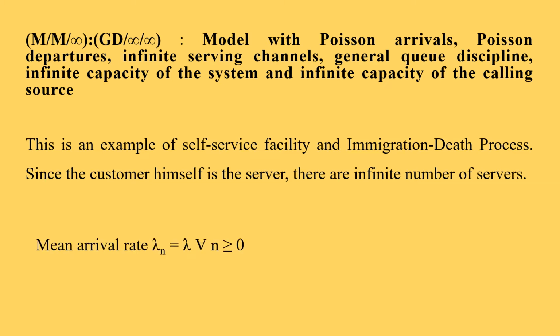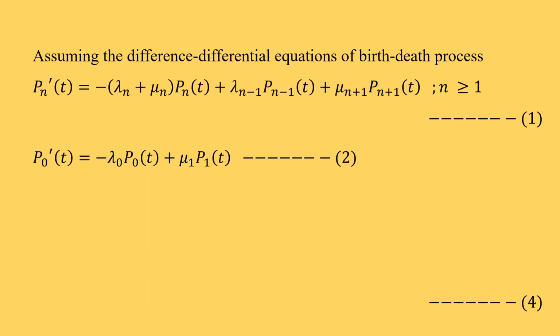In this, you will find that the mean arrival rate lambda n is equal to lambda, which is constant for all values of n, and the mean departure rate mu n is n mu, directly proportional to the number of customers, since the customer himself is the server. Let us now see the model step by step.